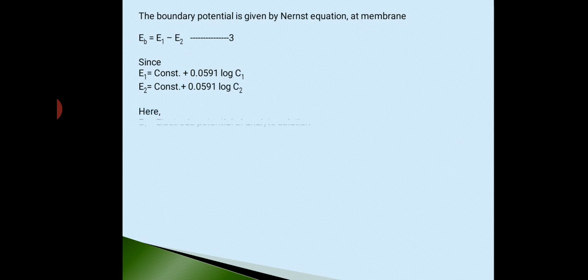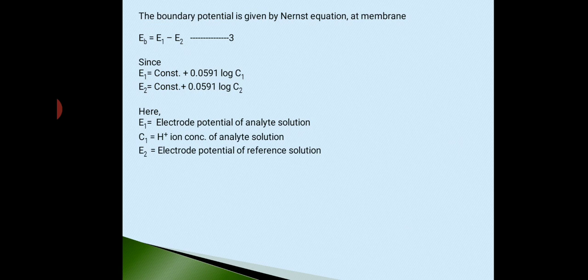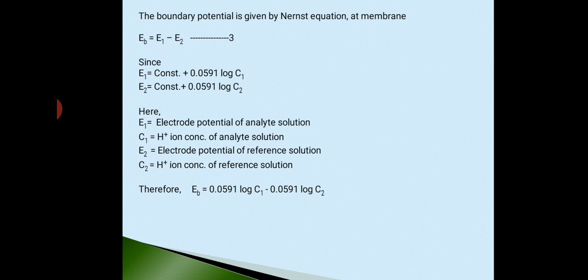Okay, before that, students, let us understand the notation. E1 is the electrode potential of the analyte solution. C1 is the H plus ion concentration of the analyte solution. E2 is the electrode potential of the reference solution. C2 is the H plus ion concentration of the reference solution. Now, when I am substituting the values of E1 and E2 in equation 3, I am getting a simplified EB value. Okay, so EB is equal to 0.0591 log C1 minus 0.0591 log C2.